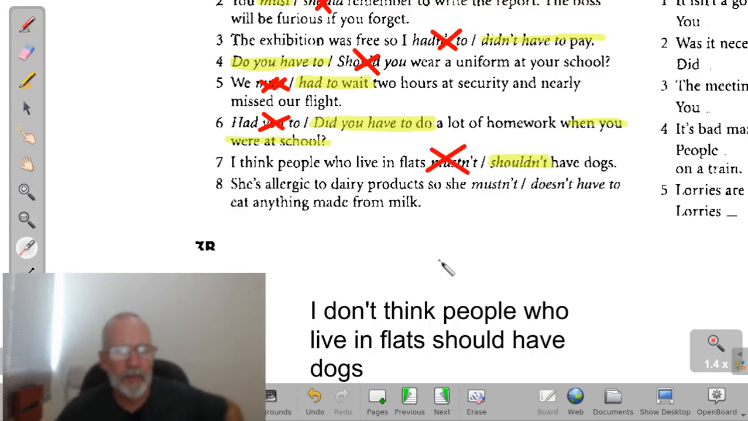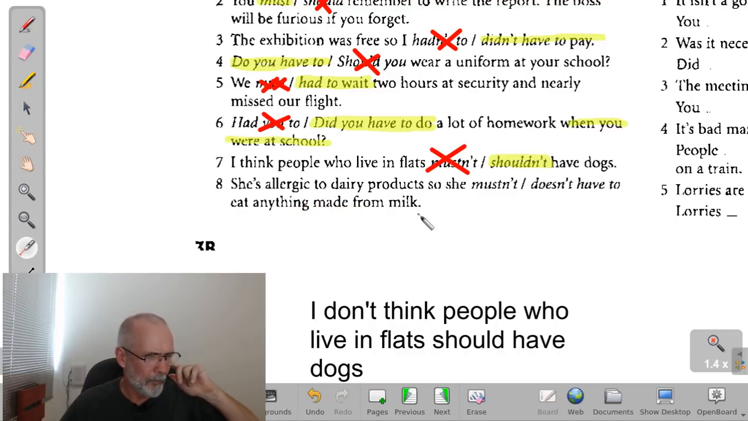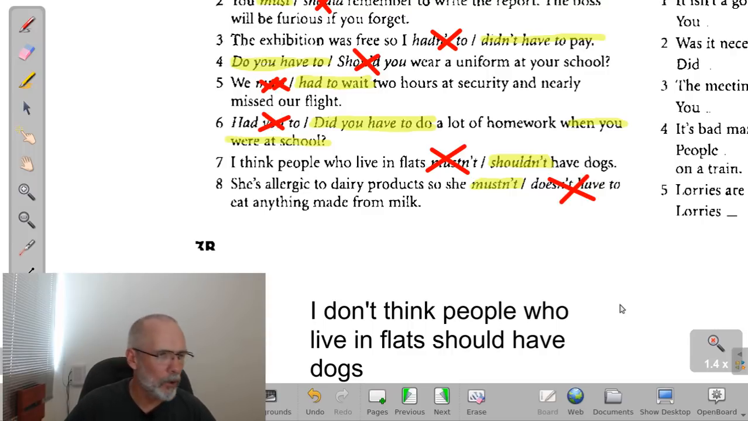Number 8. She's allergic to dairy products, so she mustn't or doesn't have to eat anything made from milk. I think Rene Kanya already has the answer. She's allergic to dairy products, so she mustn't eat anything made from milk is the correct answer. Because if you say doesn't have to, it means it's not necessary, but she can if she wants. But that's obviously not what we want to say. She's allergic, so we need to say she mustn't. It's prohibited for her to eat anything made from milk. Dairy products is anything made from milk. Milk, obviously cheese, butter, cream, yogurt, they are all dairy products.